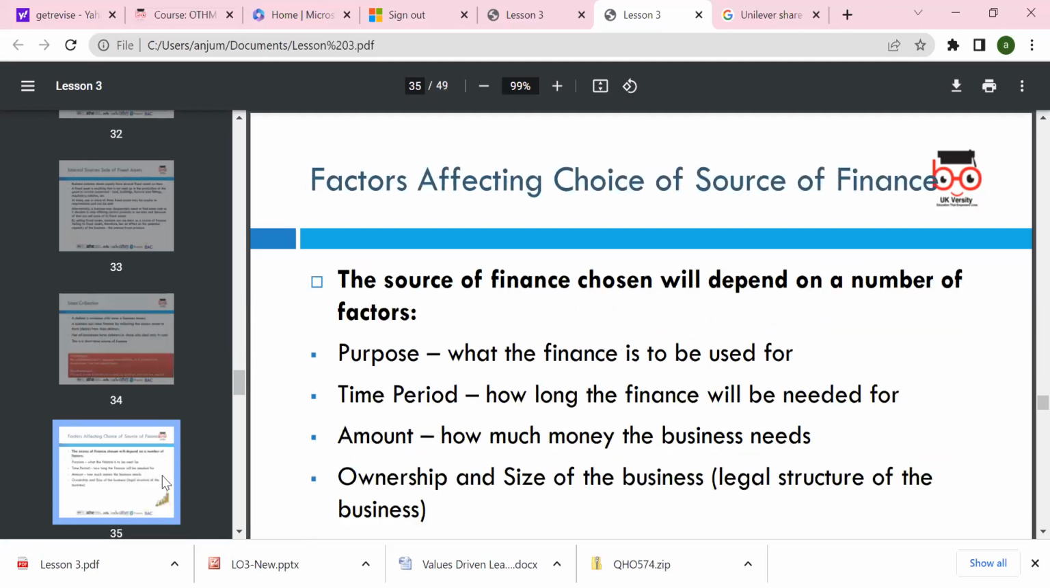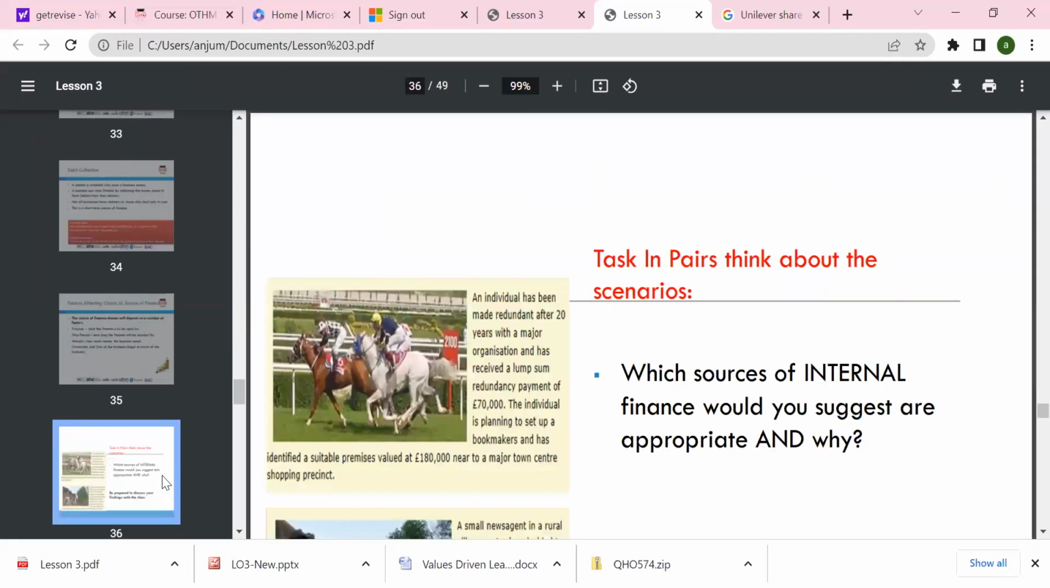Factors affecting the choice of source of finance, as we said earlier, are purpose, time period, amount, ownership and size. In pairs, we can look at which are the internal and external sources of finance in these cases. So please look at the internal and external sources we discussed at the top and then answer the questions.